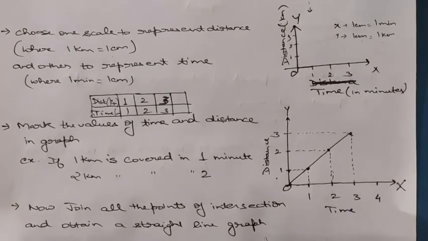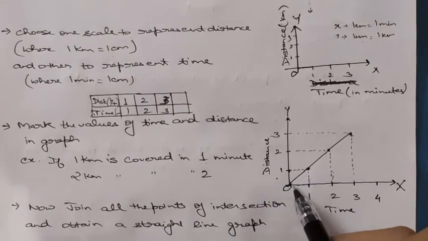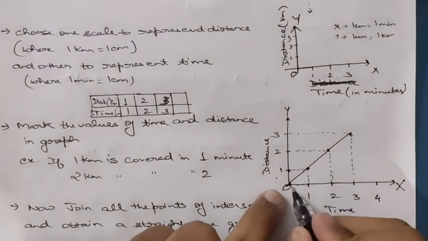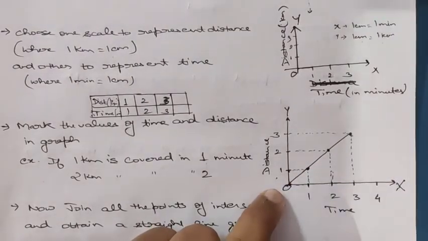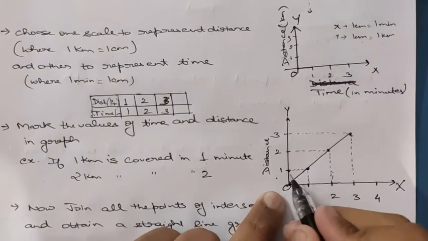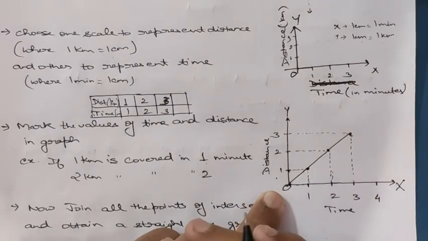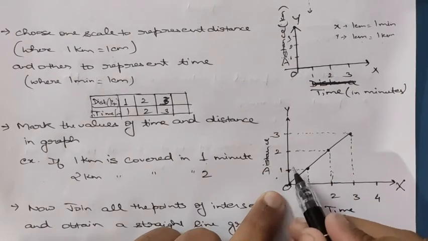Again, what we did: we first marked the axes, OY and OX, these were the axes, and we divided them in equal quantities. That was the first point. Equal quantities, 1, 2, 3.